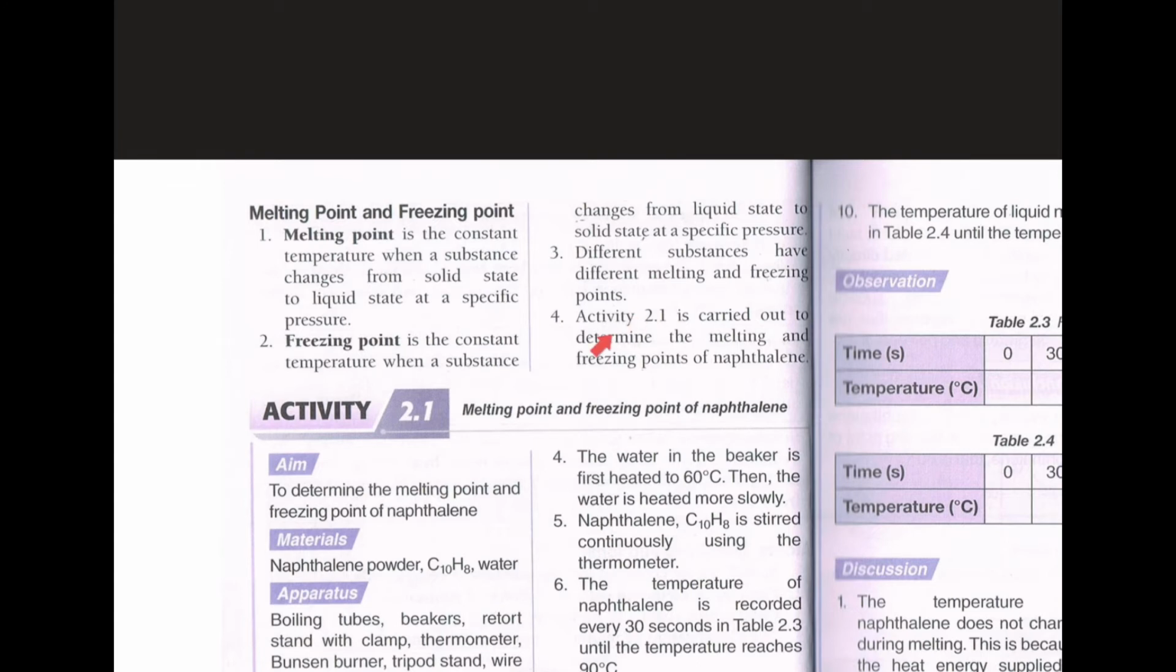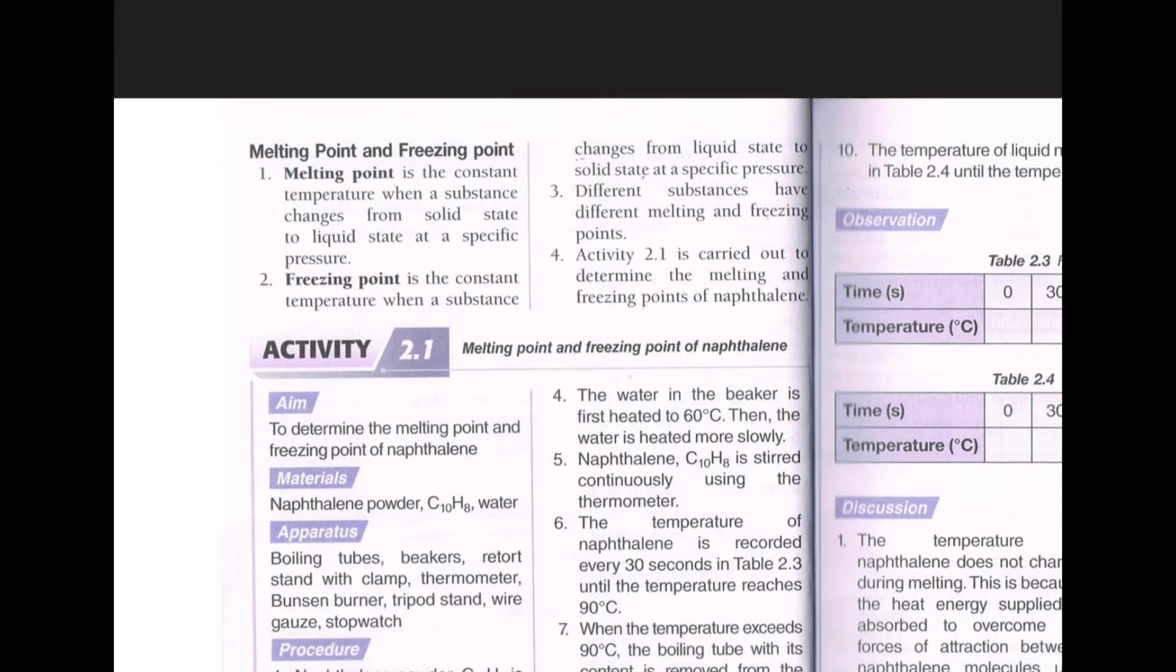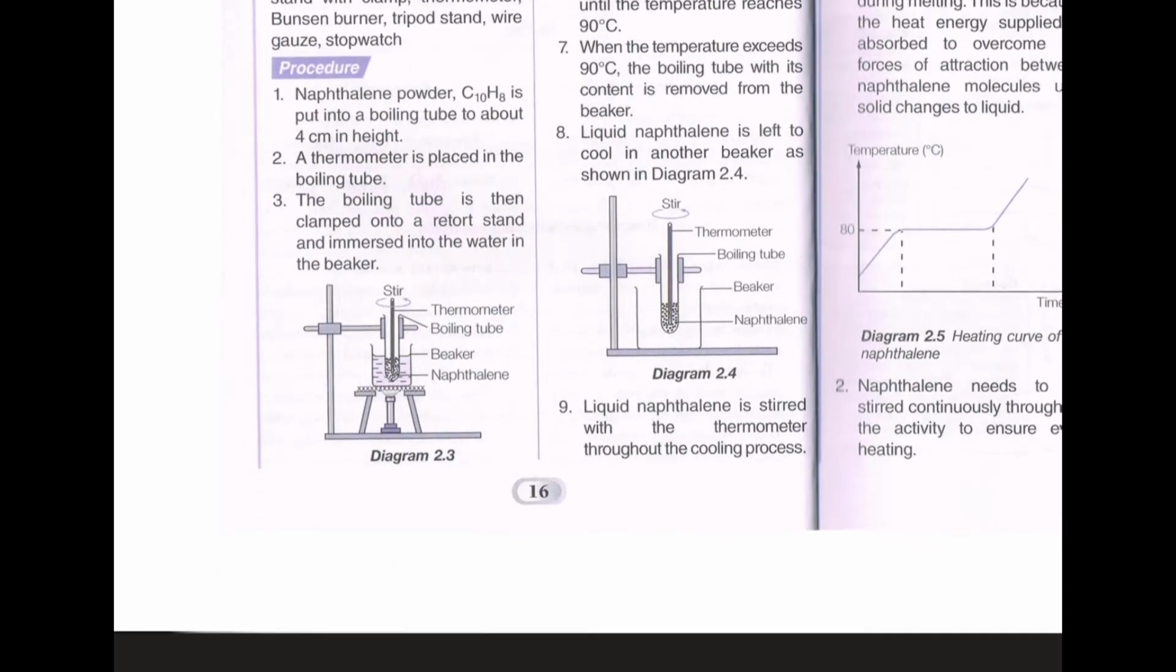Okay, activity 2.1 is carried out to determine the melting and freezing points of naphthalene. So do you know what is naphthalene? Have you heard before? Heard before, but don't know what it is. It's the white color balls that we use to chase away cockroaches. Maybe you put some in the wardrobe, something like this, naphthalene.